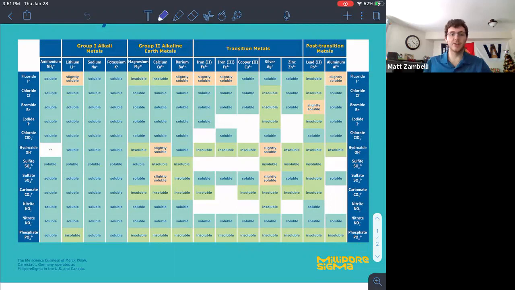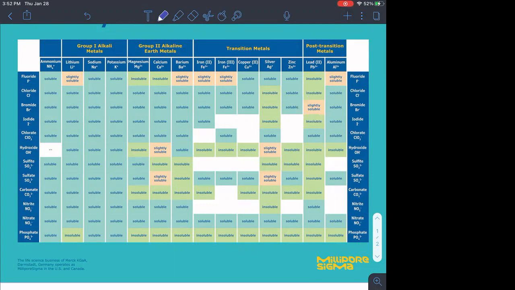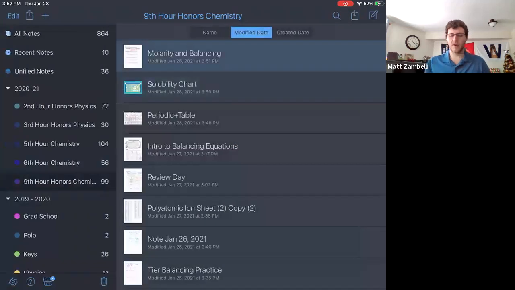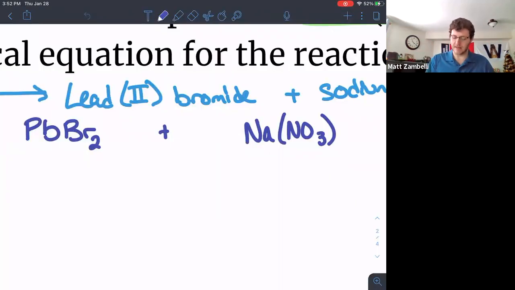Awesome. So lead two bromide is slightly soluble. And what about sodium nitrate? Soluble. It's soluble. Perfect. All right. So now that we know that, we have to think about what slightly soluble means. We know sodium nitrate has to be aqueous because it's soluble, but slightly soluble, we're going to assume for most cases means it's not going to be soluble enough all the time to make it an aqueous solution.